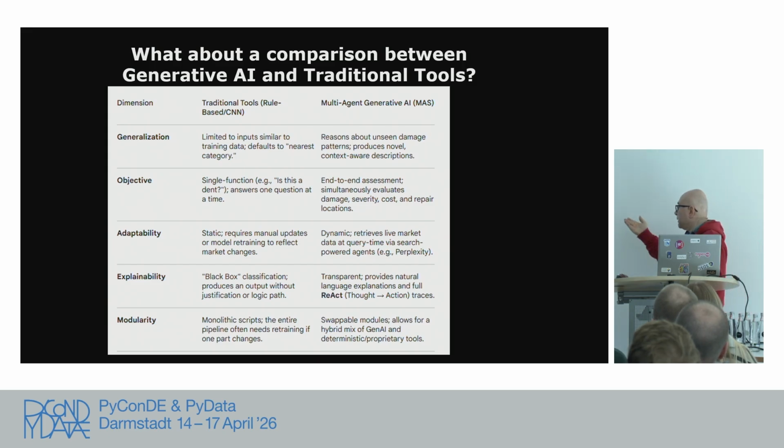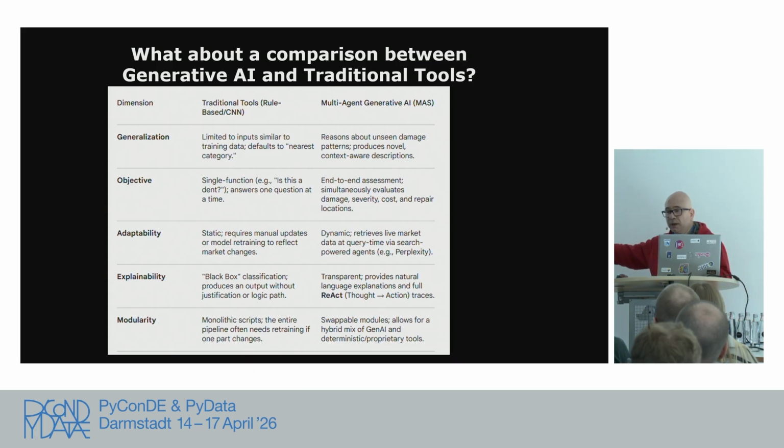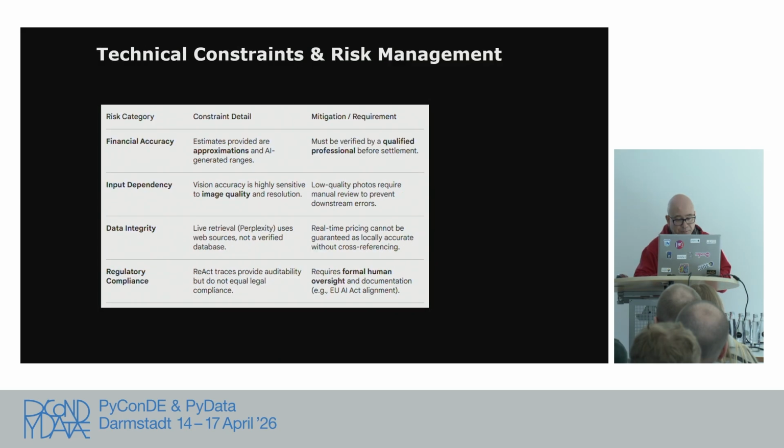It is considered transparent because you have the description of each action from each agent. And also for modularity, you can switch each step, each specialized agent, and replace it with, for instance, a convolutional neural network, or you can add another agent.